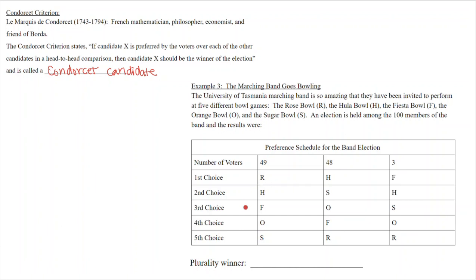So remember, plurality only looks at first place votes. Which bowl game has the most first place votes? That is the Rose Bowl, or R.